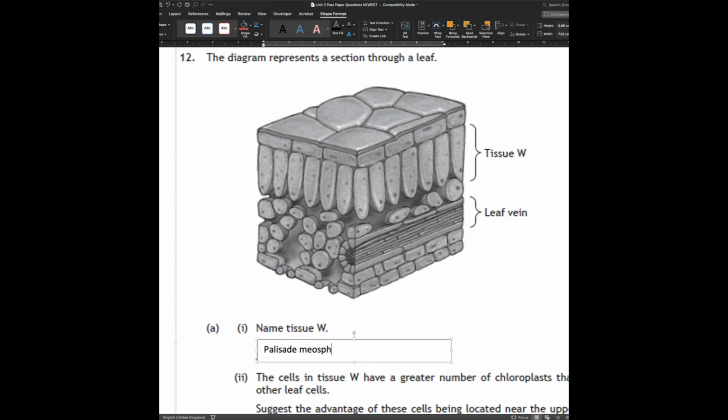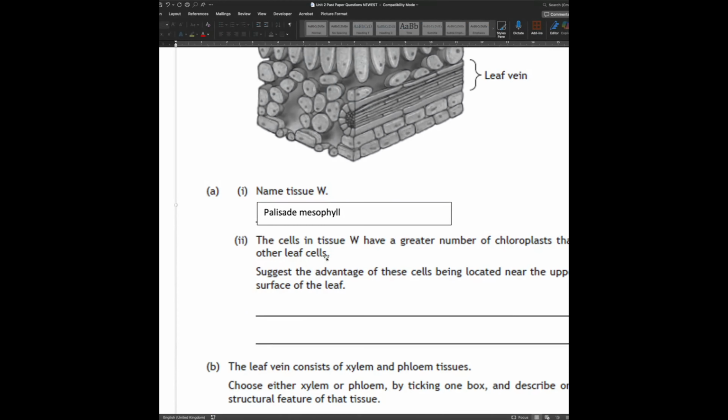Palisades were wooden walls, these tall spikes that they built around settlements. And also a palace has tall towers. So that's a couple of ways to remember that that's the palisade mesophyll. And the other way to remember it, of course, is that it has more chloroplasts than all of the other cells around it. The cells in tissue W have a greater number of chloroplasts than the other leaf cells. Suggest the advantage of these cells being located near the upper surface of the leaf.